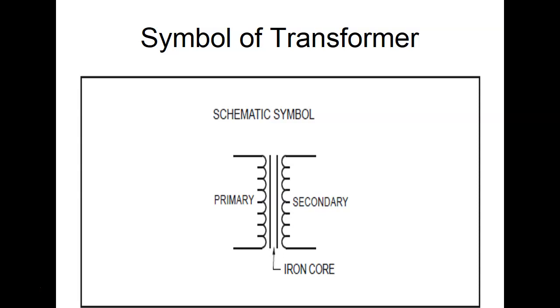So, schematic symbol for a transformer. A lot of people leave out the core. Now, notice the core is drawn in stripes. It's not drawn as one solid piece, and we'll look at why that is in a minute. So, this is a basic symbol for a transformer.